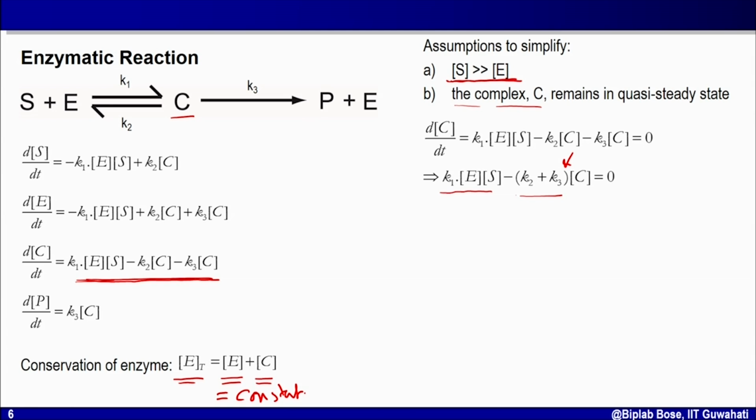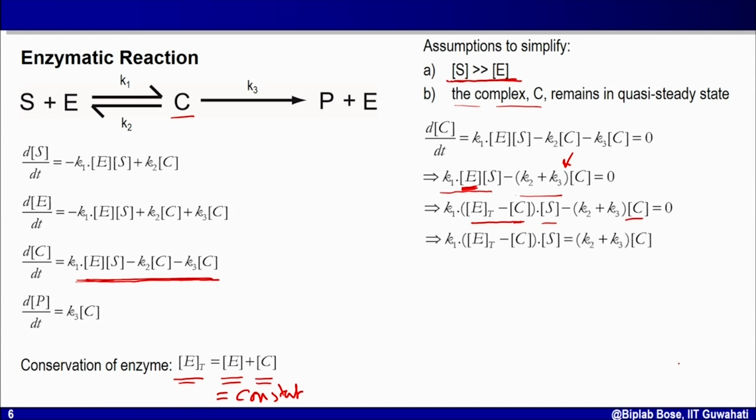So with time, ET is not changing, so I can replace this E in my algebraic relation using ET minus C. That's what I will do. So I have replaced this E by ET minus C, where C is the concentration of the complex. E is free enzyme and I am replacing it by ET, total enzyme, minus complex. So I get a relation K1 into (ET minus C) into S minus (K2 plus K3) into C equal to 0. So I again get another C here. I will take out that C and club it with this C. So I take (K2 plus K3) into C on the other side.